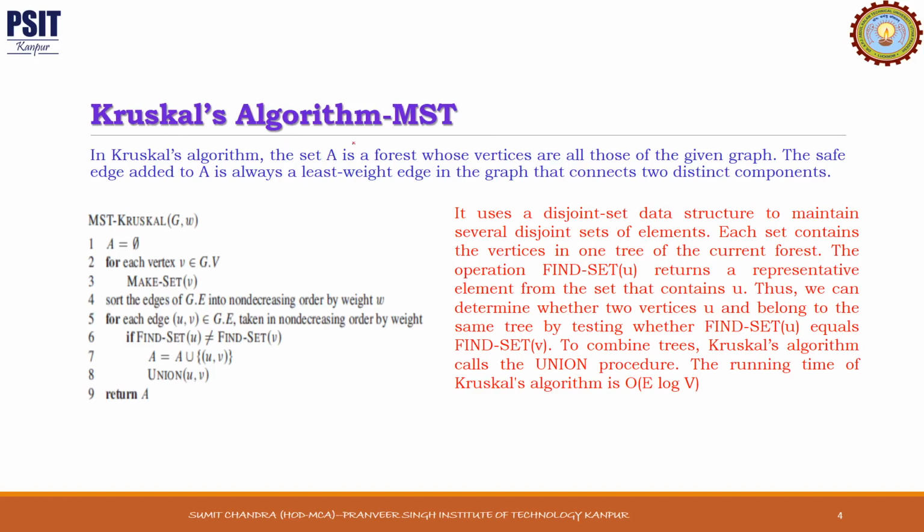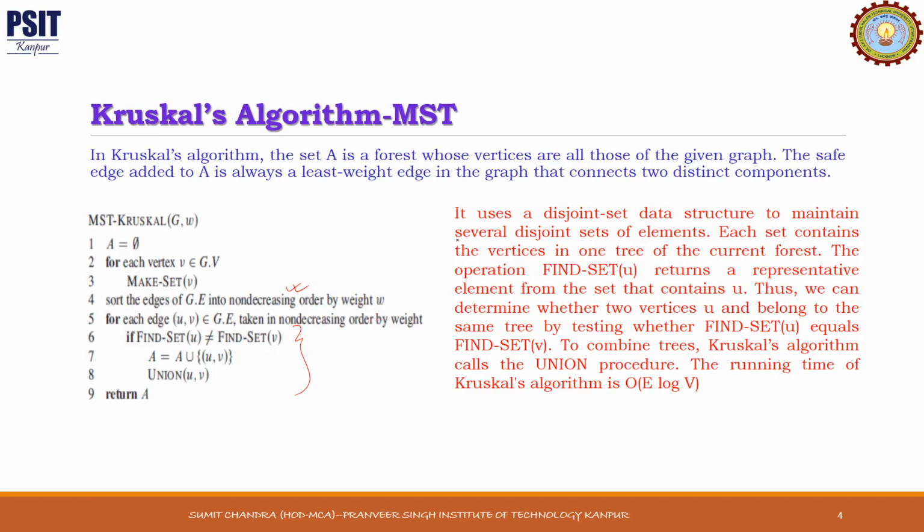Now set A is a forest, because one by one we add an edge, so every edge is itself a tree. So we have a collection of trees, a forest. Now what is the algorithm? First we arrange all the edges in ascending order, then we check whether the edge is already there and whether it is creating a cycle. This part of the code is doing the same thing. So every edge is taken in non-decreasing order by weight.